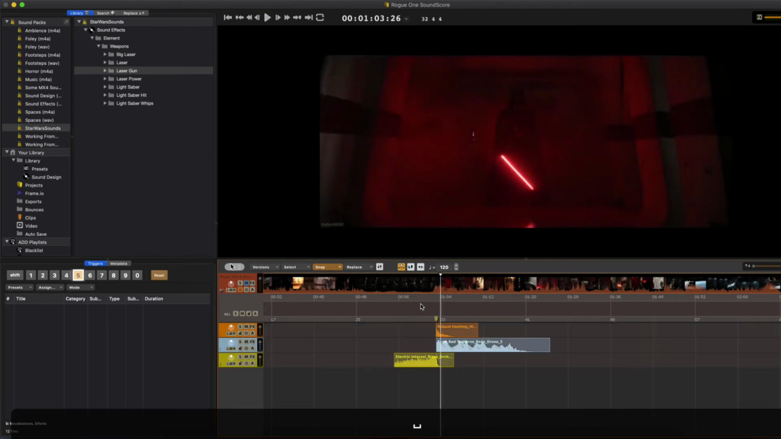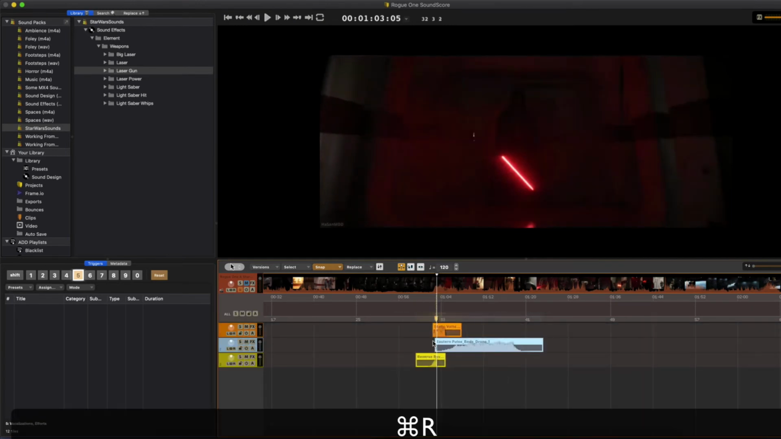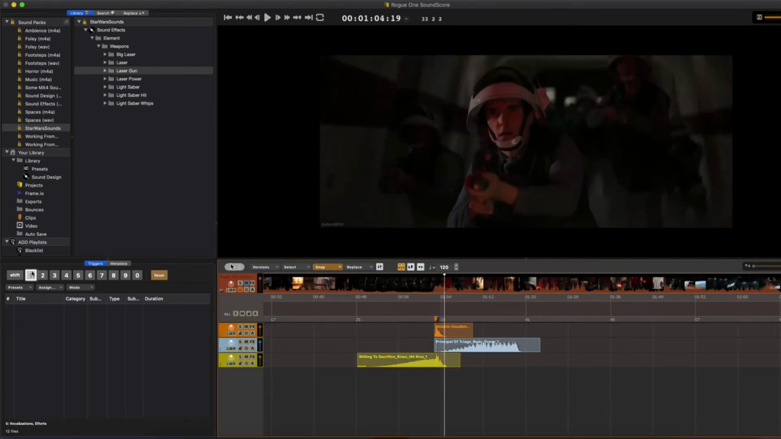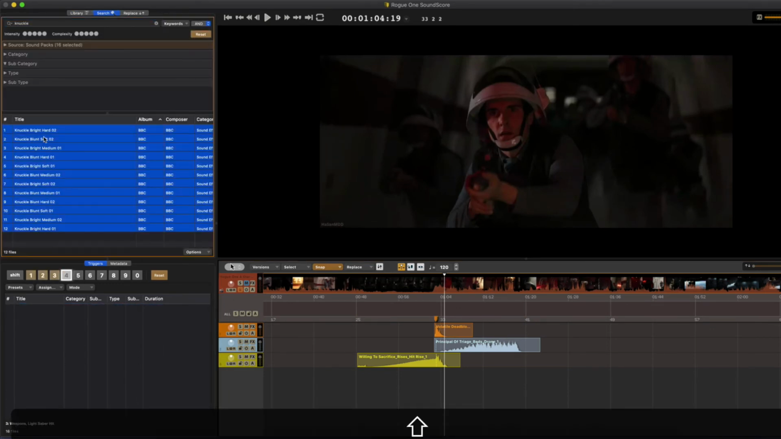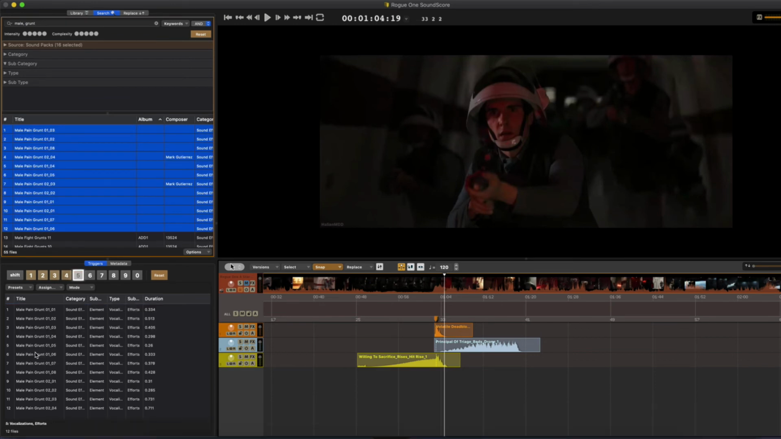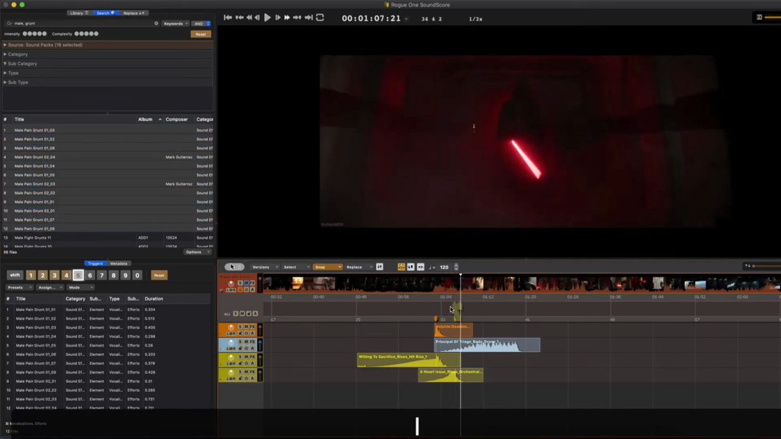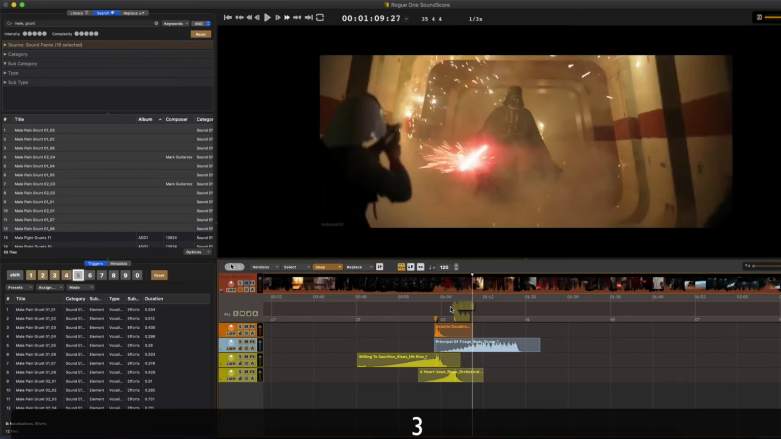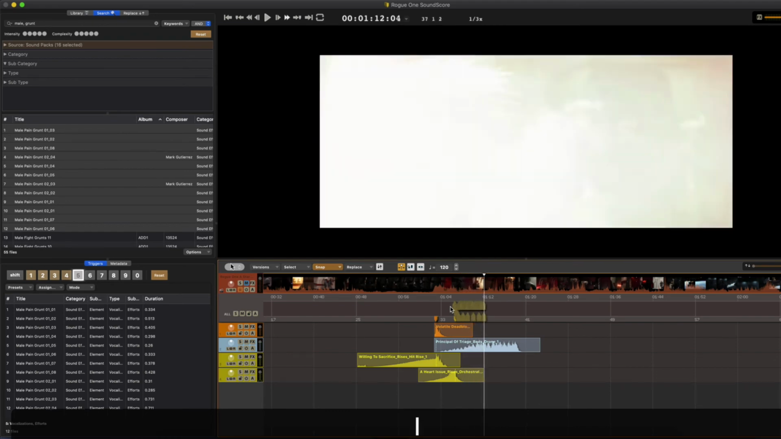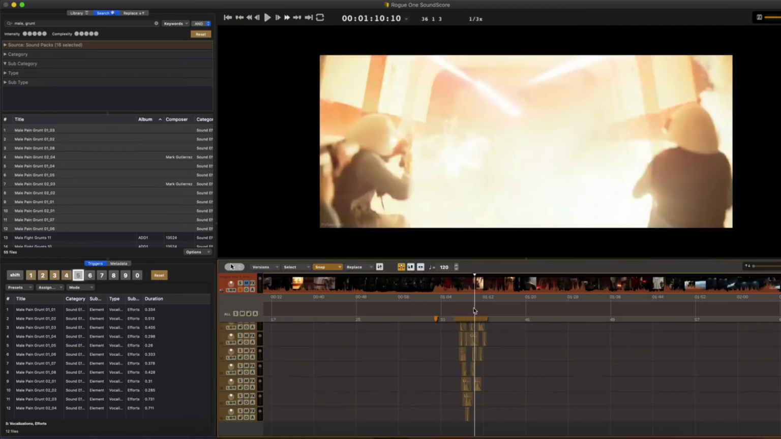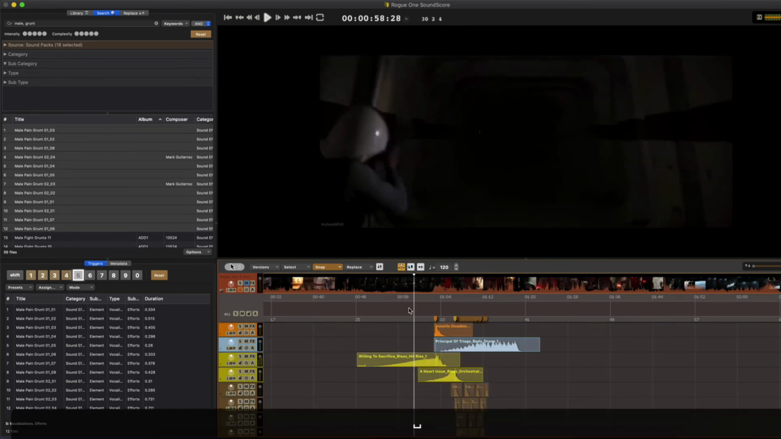Let's get a rise, a hit, and a drone right at the beginning. Command R to replace them with ones I like better. Let's get my laser guns on 1, my lightsabers on 2 and 3, my impacts on 4, and I'm going to get my grunts on 5. We'll do a first pass for lasers and lightsabers. Watch the bottom for keystrokes. And the second pass just to get those grunts and impacts. Let's hear what it sounds like.